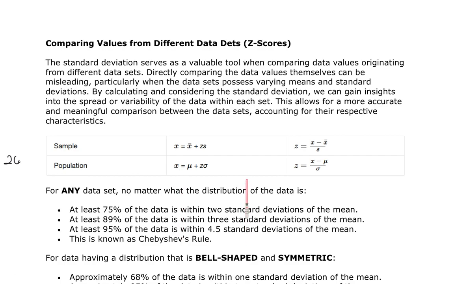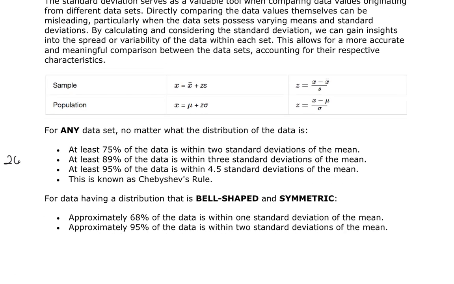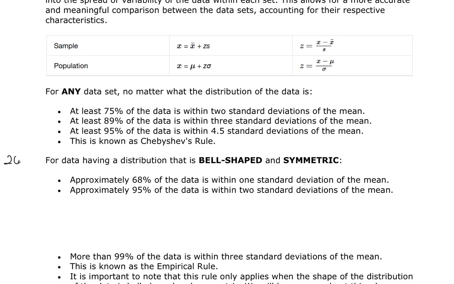So for any data set, at least 75% of the data is within 2 standard deviations of the mean. At least 89% of the data is within 3 standard deviations of the mean, and 95% of the data is within 4.5 standard deviations of the mean. And this is Chebyshev's rule. Don't ask me to pronounce it because I will butcher it, but that's for any data set.